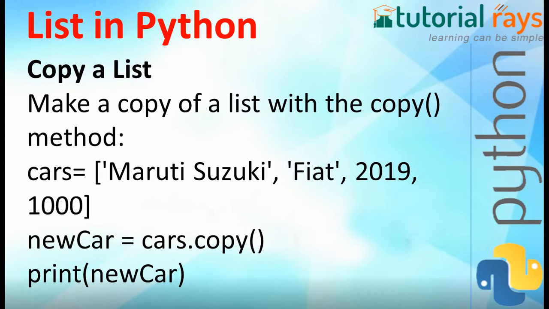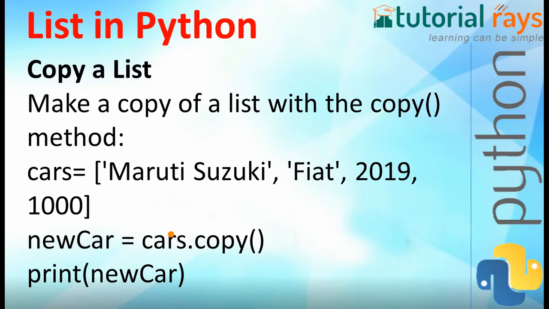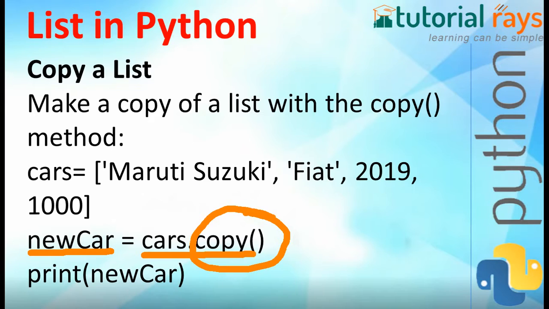And now the next one is copy a list. Make a copy of a list with the copy method. So here is cars, then Maruti, Suzuki, Fiat, 2019 and 1000. So new cars, cars.copy. Using the copy method, you can copy a complete list into a new list. So if you try to print this new car, it will display the same result.